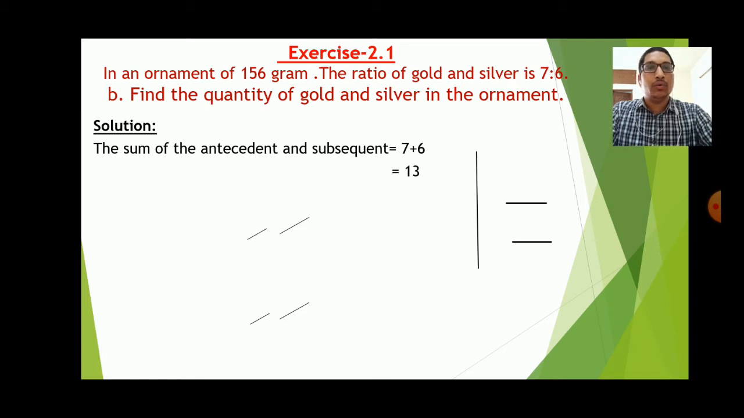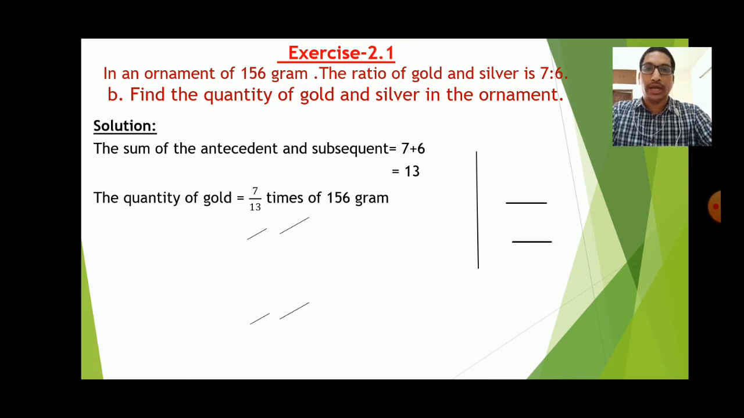13. Now what will be the gold's quantity? Here gold's quantity will be 7 out of 13 times of whole amount. I am telling again, 7 out of 13 times of whole amount. So how we will write? Look at the screen. We will write like this way. The quantity of gold is 7 out of 13 times of 156 gram. Here 156 gram is our whole amount, total amount. That's why we will write like this way. Here we know of means what?